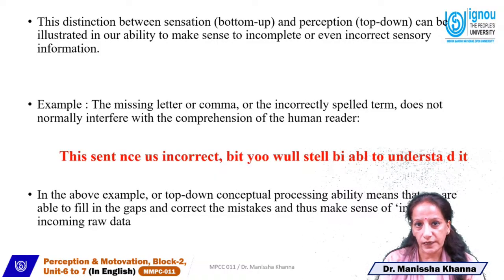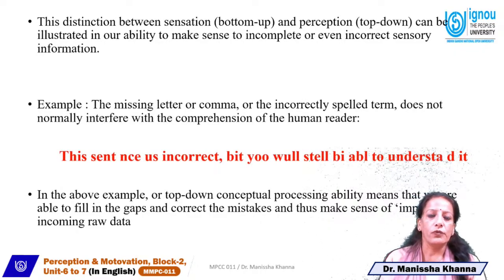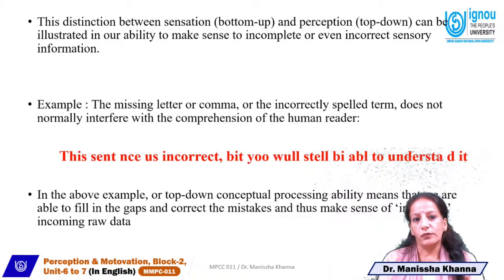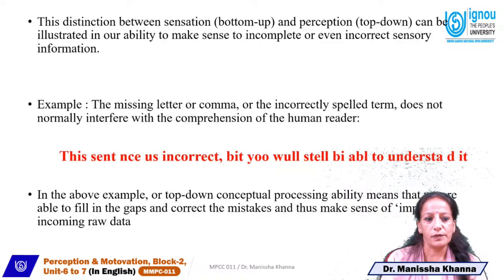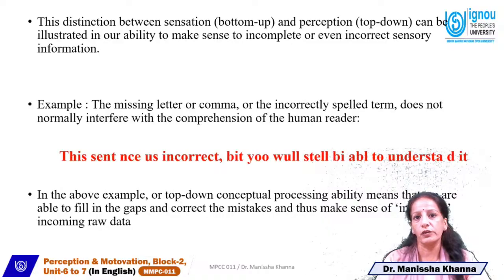"You" is incorrectly spelled as "o"; otherwise, we always say "you". "Will" is "wull", which is incorrectly spelled. So, in this particular example, the top-down conceptual processing ability means that we are able to fill in the gap and correct the mistakes, and thus make sense of imperfect incoming raw data.